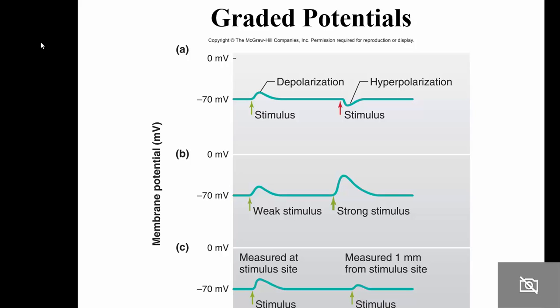So you can have a weak graded potential or a strong graded potential. You can measure it at the site of the stimulus, and you can measure it at 1 millimeter away. So what does this one show? What happens to the strength of the graded potential as you move further away from the site at which it originated? It decreases. And that's for either the negative or the positive, right? It doesn't matter which direction it goes. Everybody good with that? Yeah.